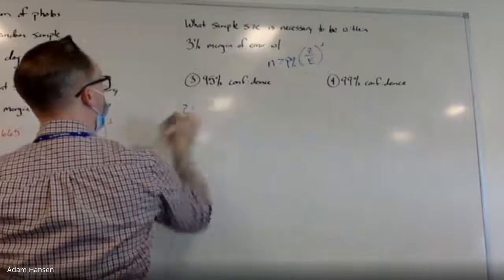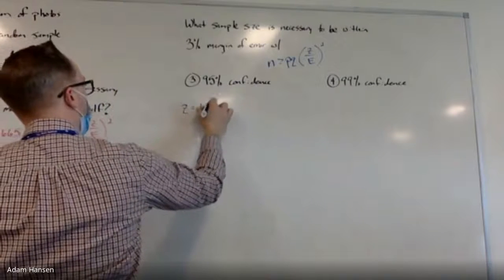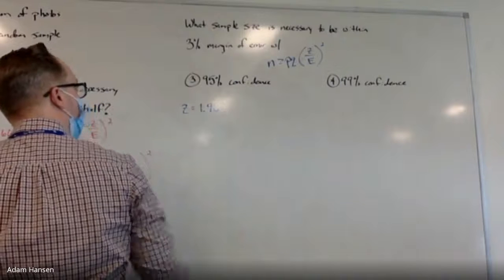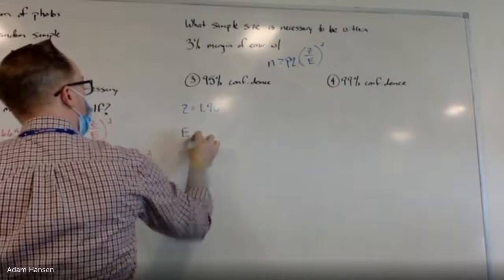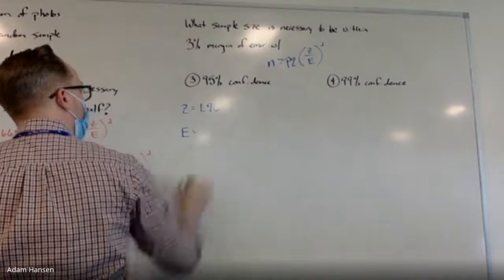What's the z-score for a 95% confidence interval? That one you're going to know by heart by the end of the year. We're going to use that one a lot. What's the allotted error? Margin of error is what? 0.03.